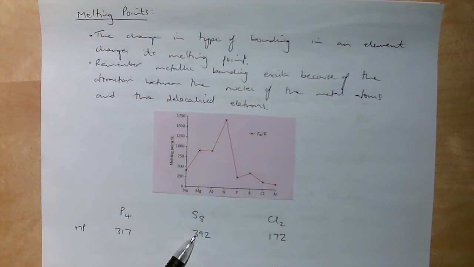Okay, S8 is the biggest molecule, so that has the highest melting point of the three. This change in melting point in these three molecules is purely dependent on its size. The larger the molecule, the stronger the van der Waals forces that exist between the bigger molecules. So the bigger the molecule, the stronger the van der Waals force.